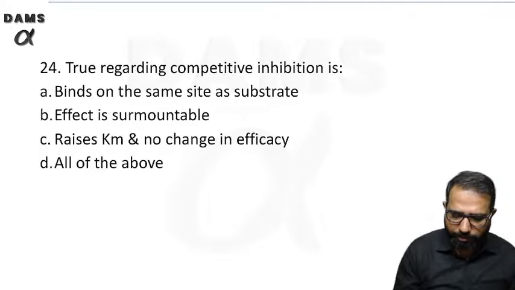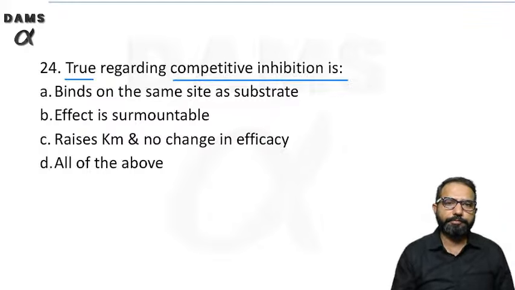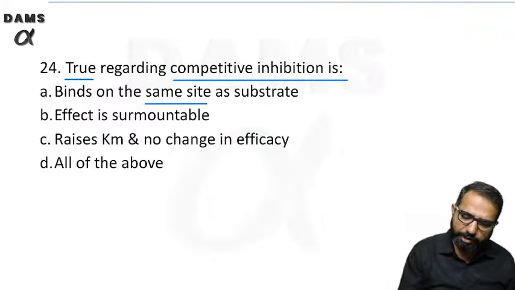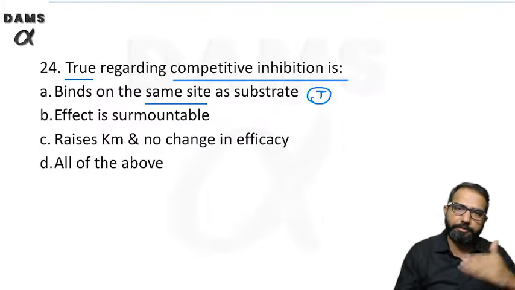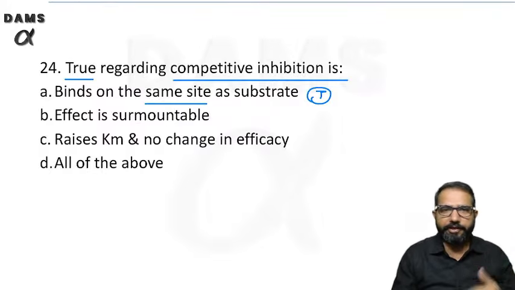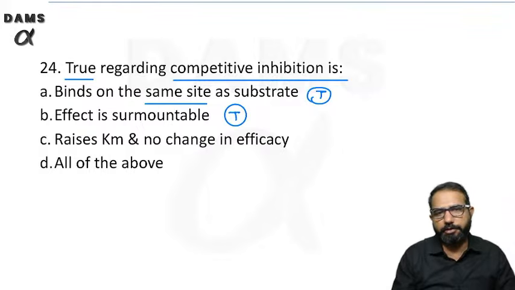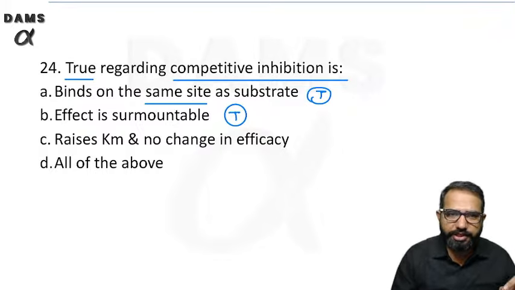Second last question. True regarding competitive enzyme inhibition. When there is competitive inhibition, they bind to the same site as the substrate. Yes, the same site. Then only there will be competition. The effect is surmountable. Surmountable means reversible. So when you increase the dose, the effect can be reversed. So that is also true. In competition, it is reversible. Raise the Km and no change in efficacy.